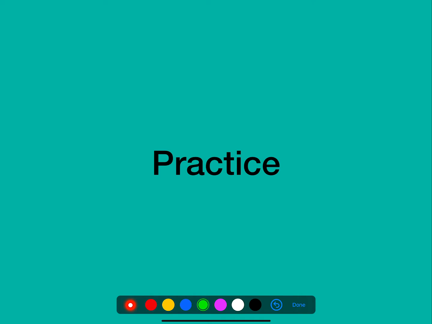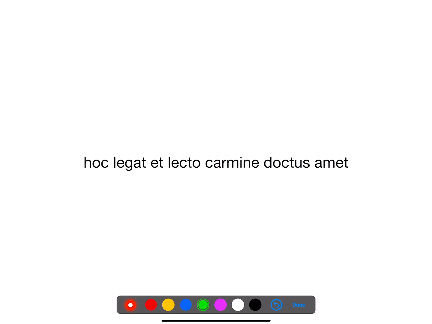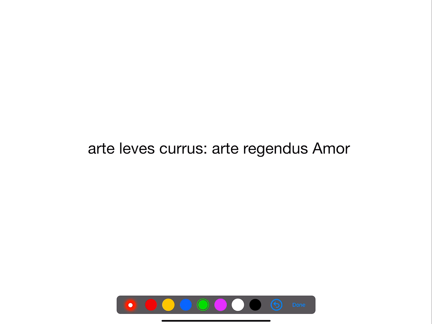So we're going to practice a little bit. And you'll see here that I haven't marked off the naturally long syllables. If you didn't know them, you'd have to look them up. But: hoc leget et lecto, there's our caesura, carmine doctus erit. Okay, so this one happens to have a dactyl and a spondee and a long syllable for the first half of the line, and then that regular 2 dactyls and a final syllable at the end.